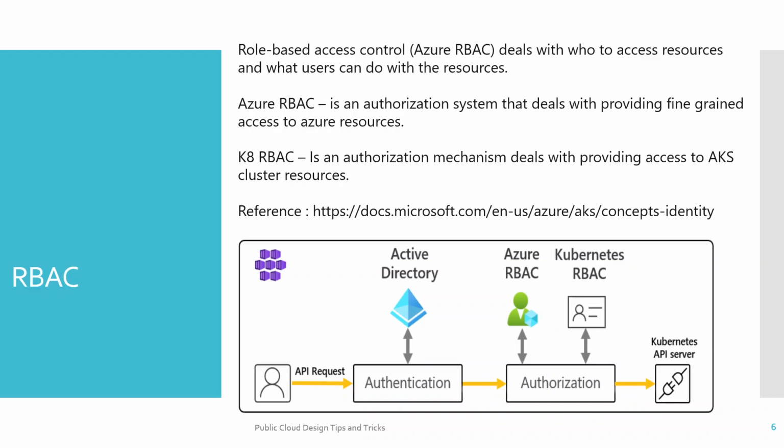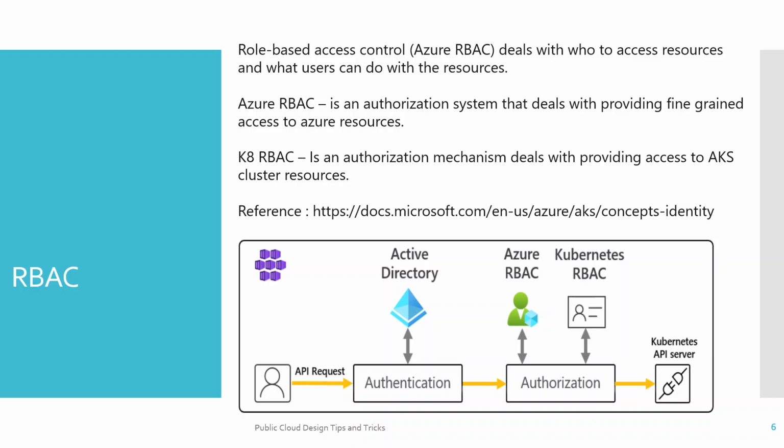Now coming to RBAC in general, which is most important within the Kubernetes scope. Role-based access control deals with who can access the resource and what a consumer or user can do with the resources. Now there are two kinds of RBAC that come into play when you work with Azure Kubernetes Service. One is Azure RBAC, which is at a higher level, an authorization system that provides fine-grained access to Azure resources. And next is Kubernetes RBAC, an authorization system that provides access to AKS clusters.